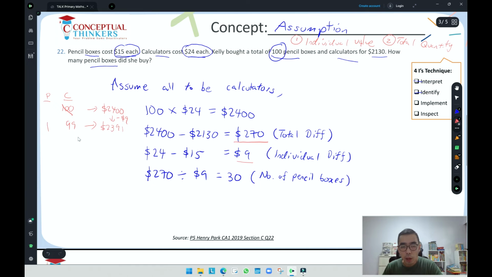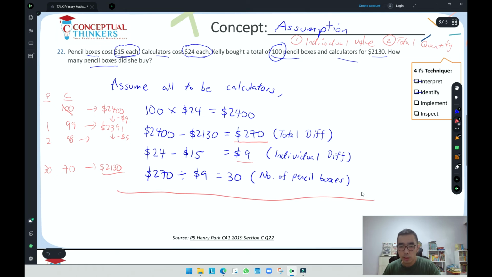So this will give me $2,391. So what I'm trying to do here is, I want to see how many times I need to replace so that I can get $2,130. So I will keep replacing. So what happens is, this will keep dropping by $9, right? So we keep doing. Then you notice that when you hit 30, and here we take 100 minus away 30, so 70, then this will give me $2,130. This is based on what I've done here.